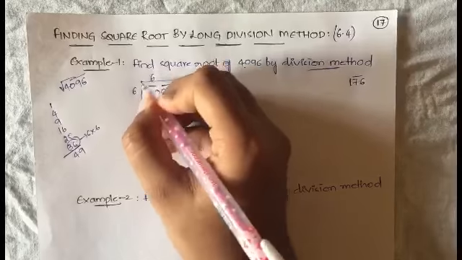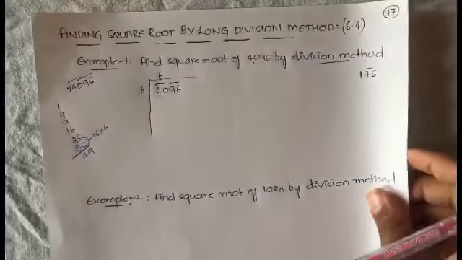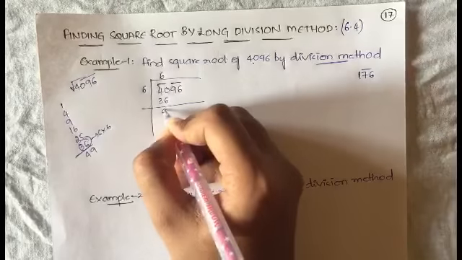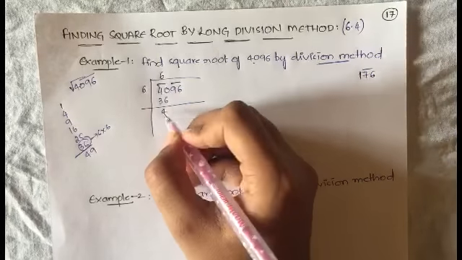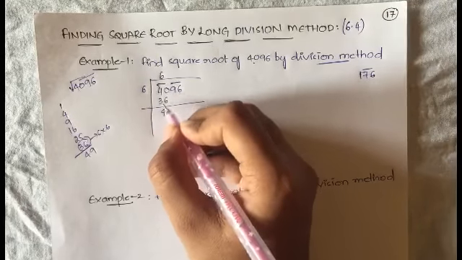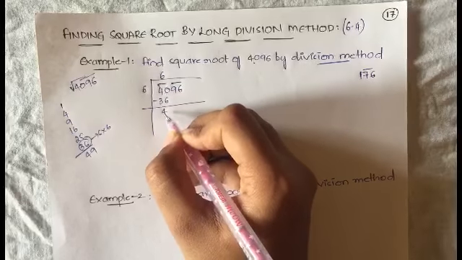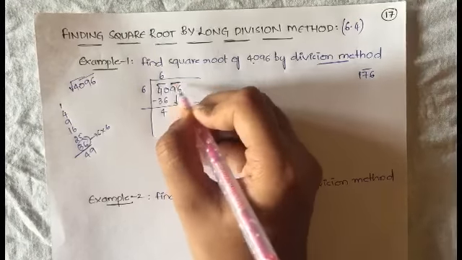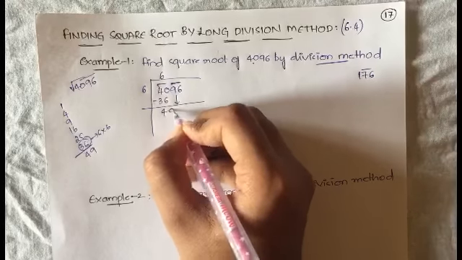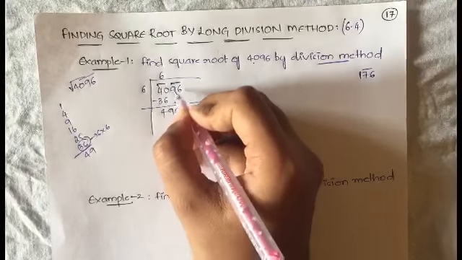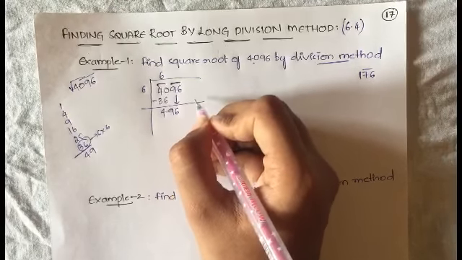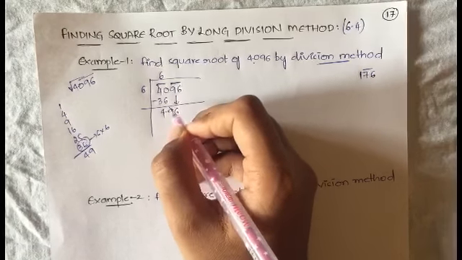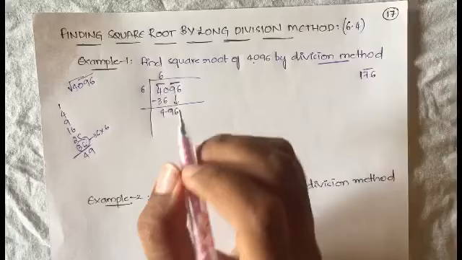Clear? Now 6 sixes are 36, right? So here you have to write 36 and subtract. 40 minus 36, the remainder is 4. Then after that you have to bring down this 96. The entire bar you should bring down. In normal subtraction we bring down only one number, one by one, right? Now it is not like that. You have to bring down the entire bar. Clear? Now 496 is here.